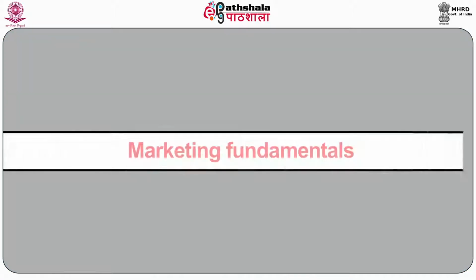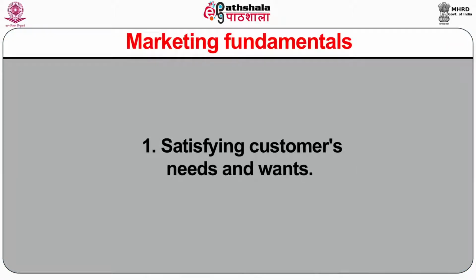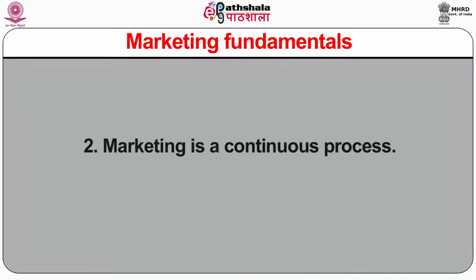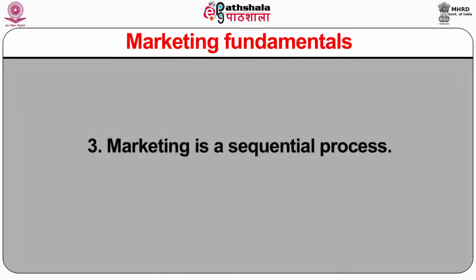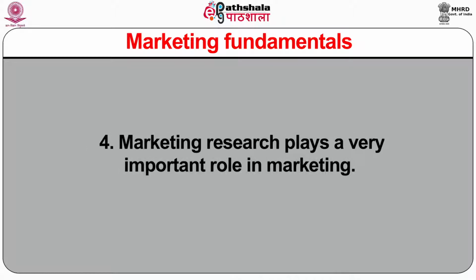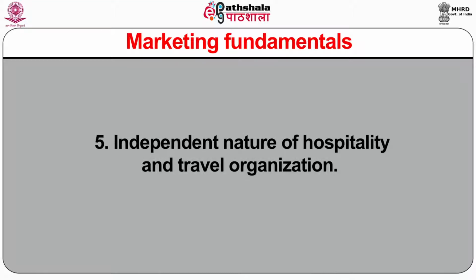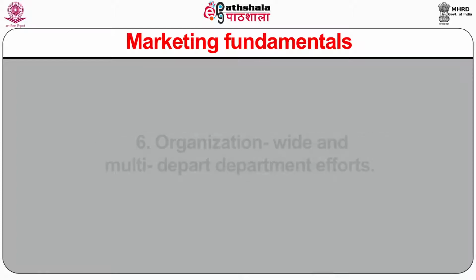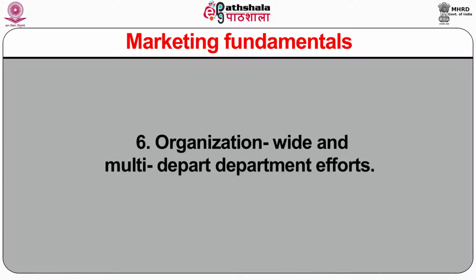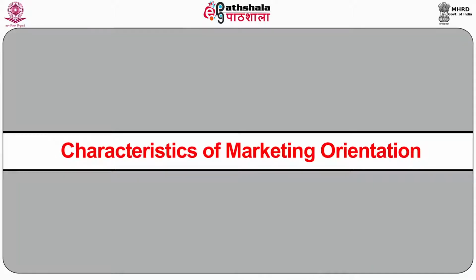Marketing is a continuous sequential process through which management in the hospitality and service industry plans, implements, researches, controls, and evaluates activities designed to satisfy customers' needs and wants and meet organizational goals. Second is marketing fundamentals. These include satisfying customers' needs and wants. Marketing is a continuous process. Marketing is a sequential process. The fourth one is that marketing research plays a very important role in marketing. The fifth is the interdependent nature of hospitality and travel organizations. Then there are organization-wide and multi-department efforts.